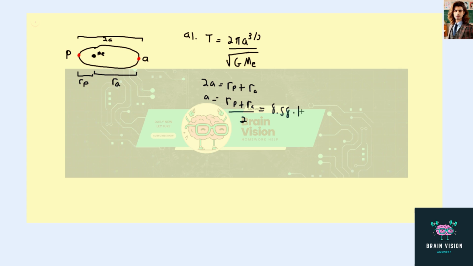8.58 times 10 to the 6th meters. And then we can solve for the period. We get 7.91 times 10 to the 3rd seconds, which comes out to be about 2.2 hours.